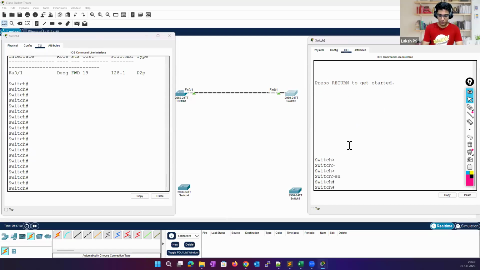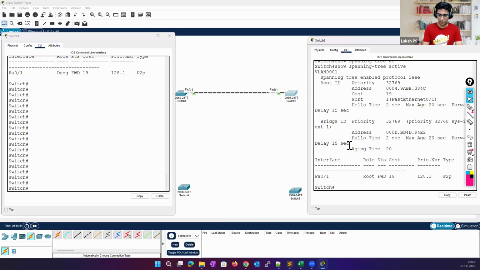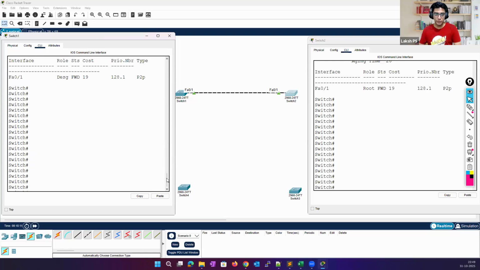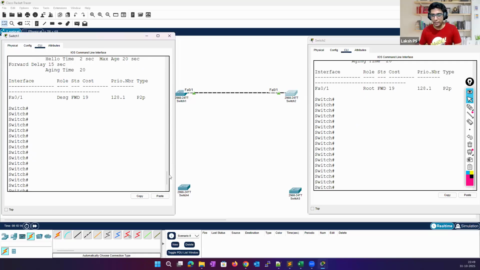Enable, show spanning tree. Now, if you remember when we were discussing the designated port on root switches, I said that on root switches, all the interfaces are designated ports. All the interfaces are designated ports. You will find root ports only on non-root switches.